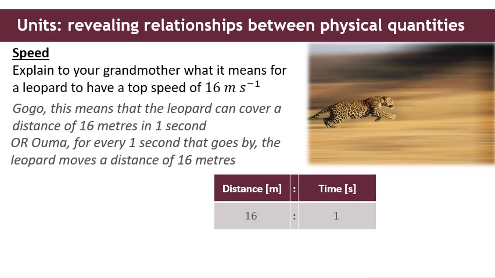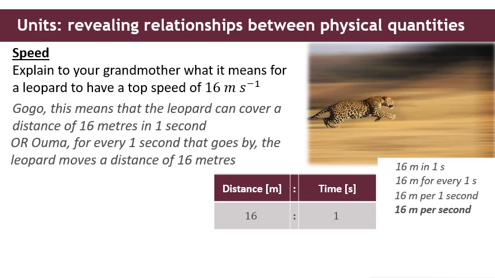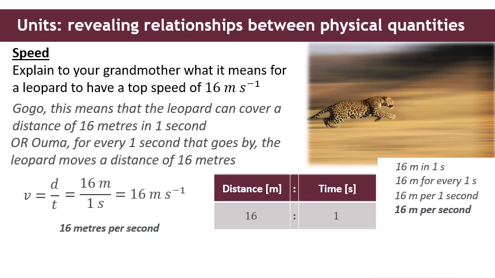So that first line of the ratio table can be read in a few ways. 16 meters in 1 second, or 16 meters for every 1 second. But importantly, we can also use this word per. 16 meters per 1 second, which is often just simplified to 16 meters per second. Let's remind you of the formula from high school. Speed is distance divided by time. We've got 16 meters divided by 1 second, which gives us 16 meters per second. Make that relationship between the formula and the ratio table.